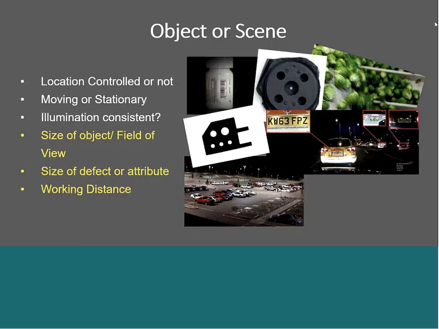Whether the object is moving, the size. You can see here we have a number of different examples. One we're looking at a parking lot, another one we're looking at a very small park. But directly below are the attributes that directly affect the lens attributes. So the size of the object, the field of view, the size of the defect that we're trying to find, or the size of the attribute that we're trying to extract, and also the working distance. These are the factors that we're going to use when we're considering our lens.